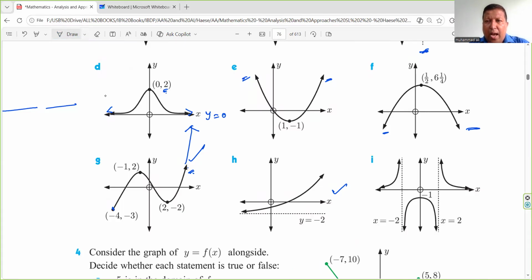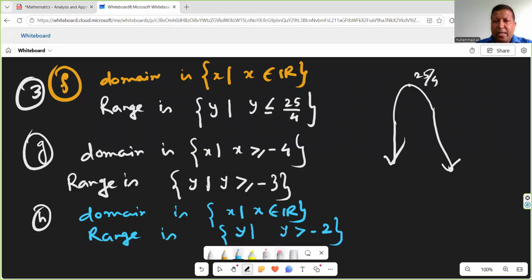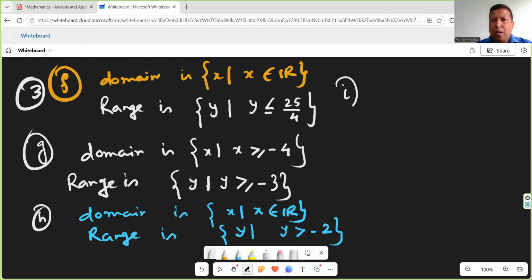The last one, I number. If you observe this curve, here for the x value, we must not take x equals -2 and x equals +2, because these are asymptotes. Any other x value we can take. So the domain for I is x such that x is not equal to ±2.